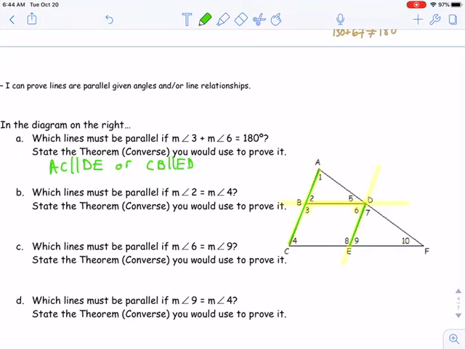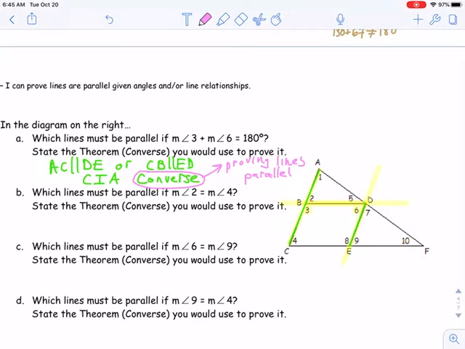And which theorem or converse would be used? It'd be the consecutive interior angles converse. Why? Converse, proving lines parallel. Okay, theorems prove angle relationships, converse proves lines are parallel.